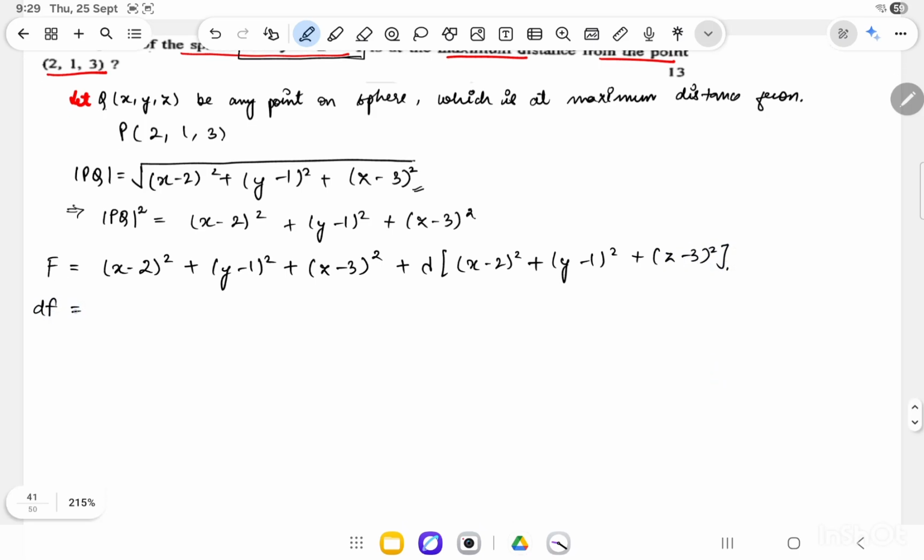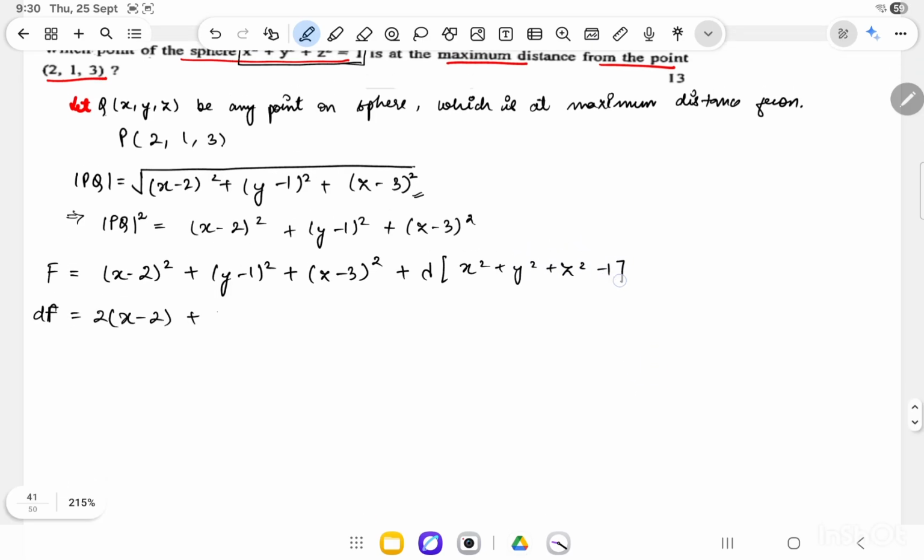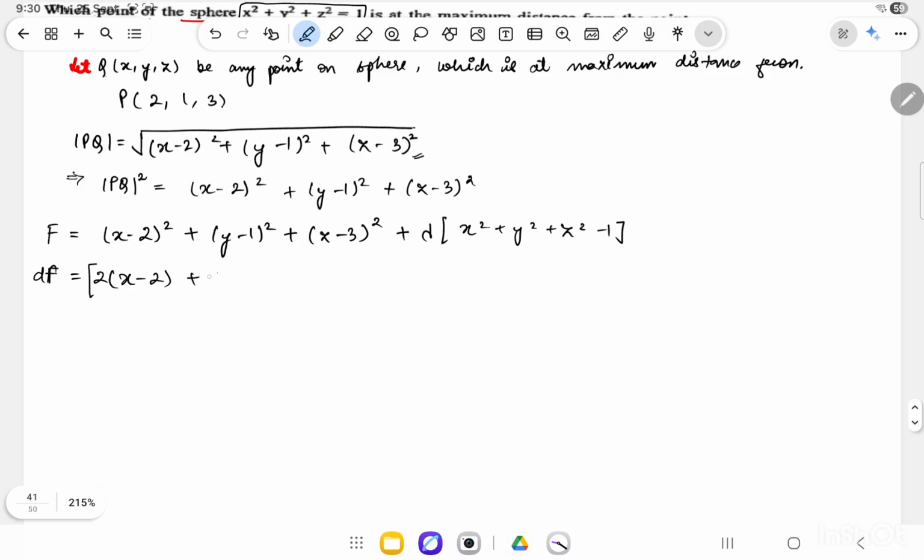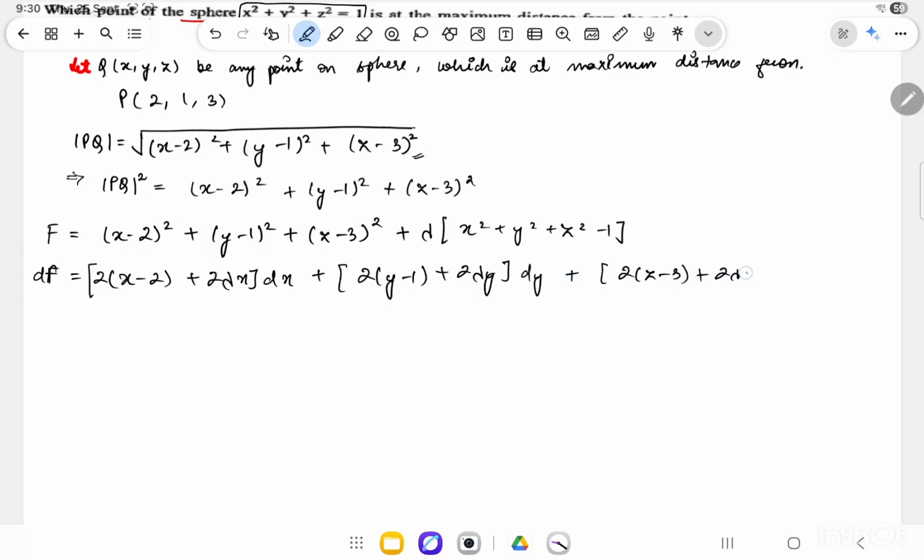So dF, if I take its total derivative, will be 2 times (x minus 2) plus 2 lambda x, into dx, plus 2 times (y minus 1) plus 2 lambda y, into dy, plus 2 times (z minus 3) plus 2 lambda z, into dz. Here the condition is x square plus y square plus z square minus 1.